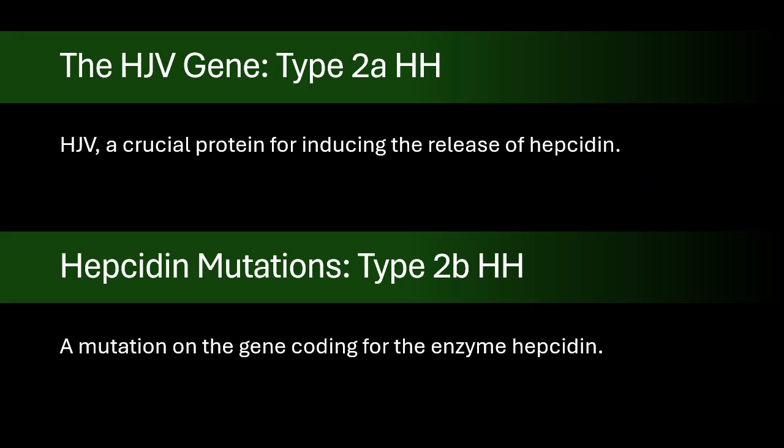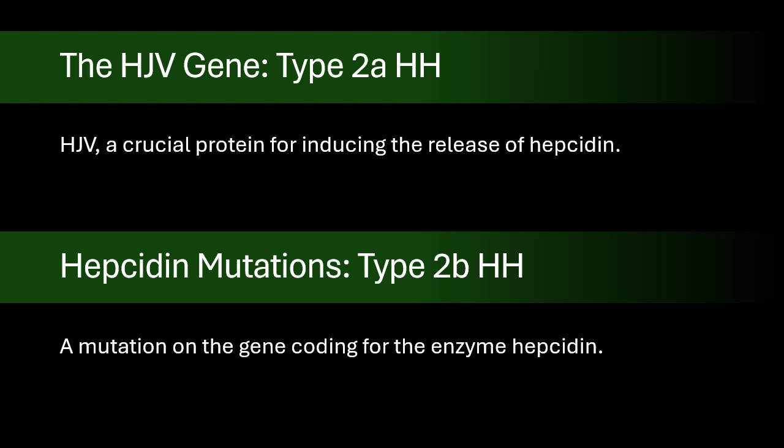Type 2 haemochromatosis is split into type 2A and type 2B. Type 2A is a mutation on the HJV, the hemojuvelin gene, and hemojuvelin is an important protein that helps to stimulate the release of hepcidin or induce the release of hepcidin. Type 2B is a mutation on the gene coding for hepcidin itself.